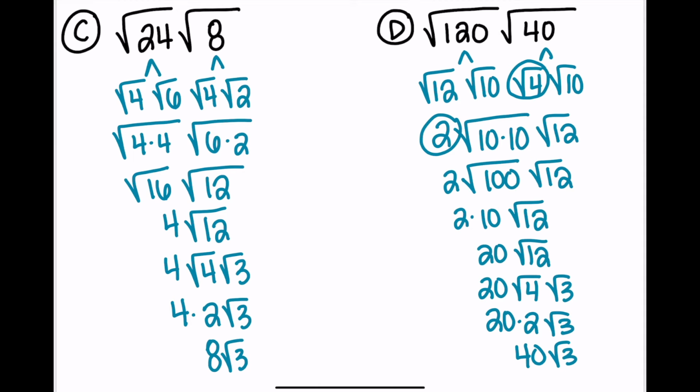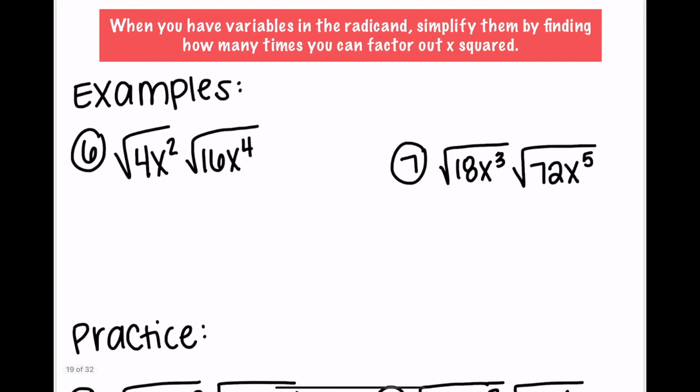Now let's talk about what happens when we have some variables underneath the radical. Everything we just did still applies. The only difference is that anytime you have a variable under the radicand, you're going to simplify them by finding out how many times you can factor out an x squared. And that's because the square root of x squared is just x. So every time you have an x squared, you can pull out an x in the front.